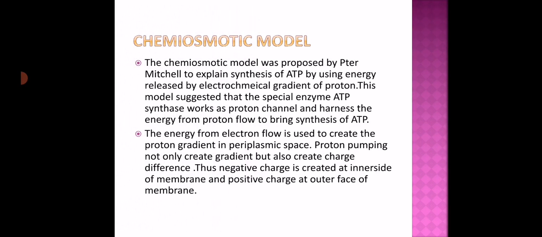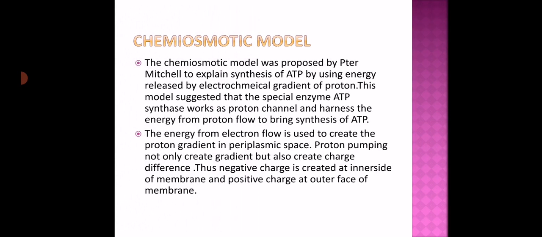Ultimately, these protons and electrons will be transported through the electron transport carriers sequentially and then accepted by the final electron acceptor. So this is the way in which the electrons flow through the electron transport carriers. Peter Mitchell suggested that the synthesis of ATP occurs during the transportation at 3 steps, but this energy is released by the electrochemical gradient of protons.